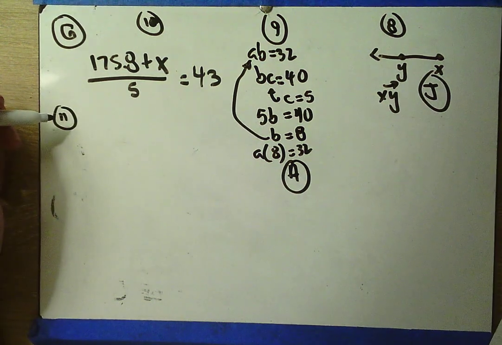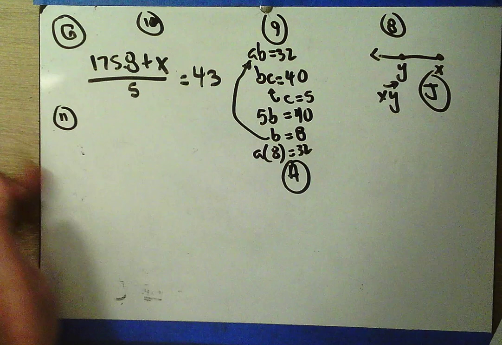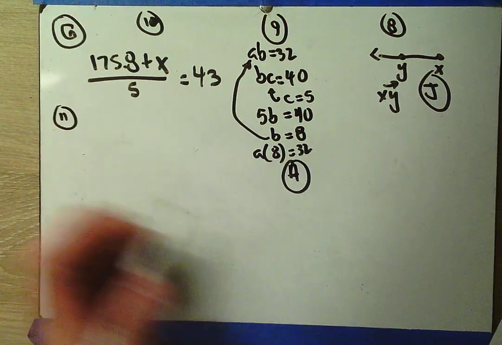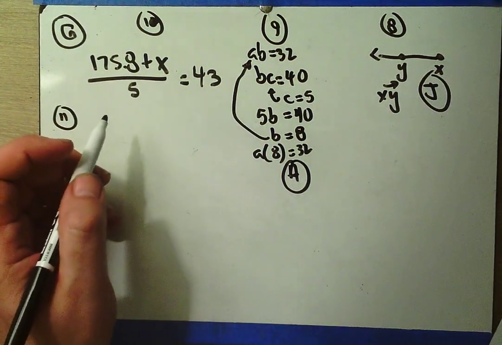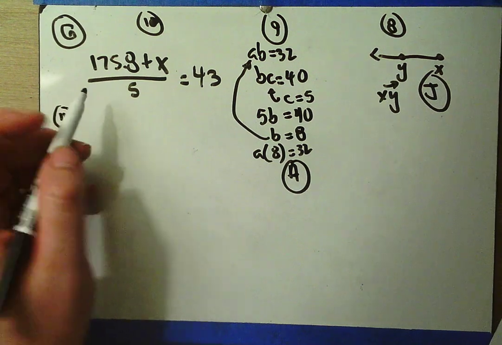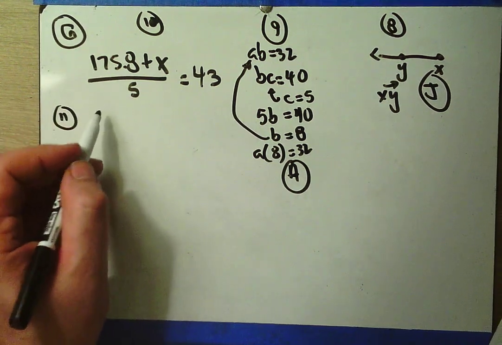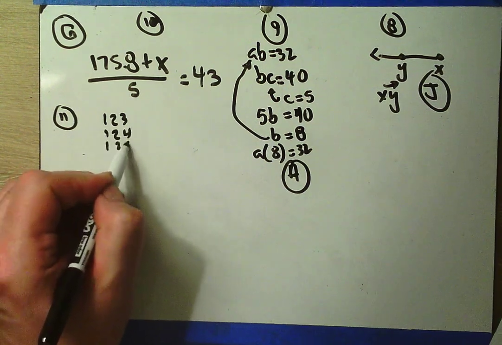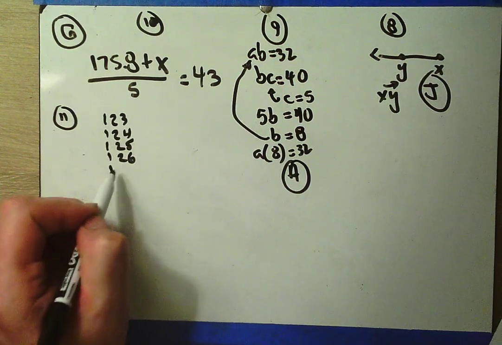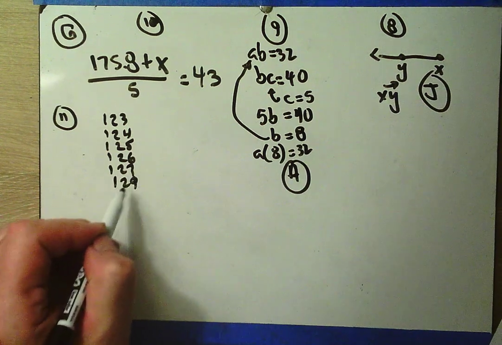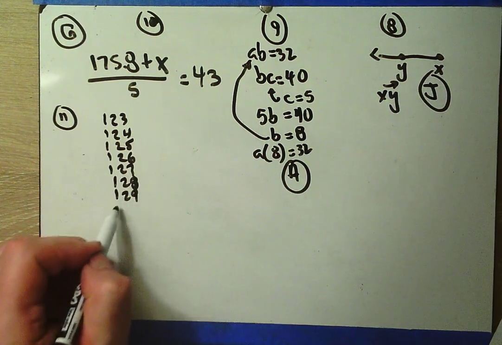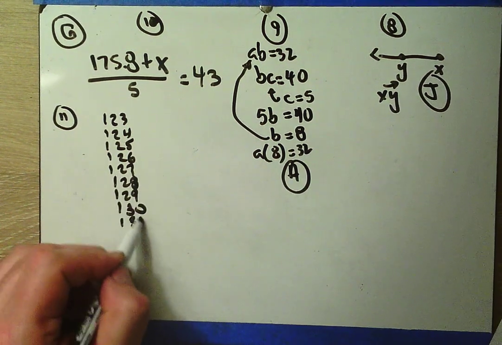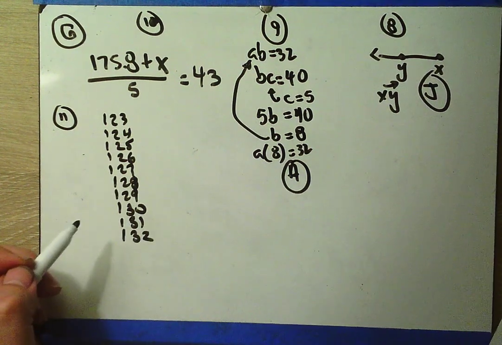How many integers from 123 to 132 have the tens digit greater than the ones digit? Well, if I were awake, I would be able to just say, oh, because of this, it must be this number. But let's try this. 123, 124, 125, 126, 127, 128, 129, 130, 131, and 132.